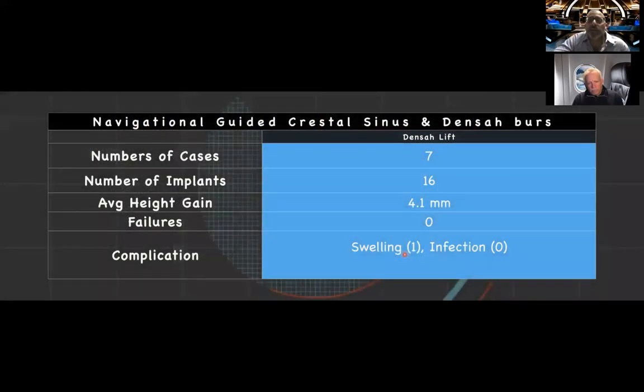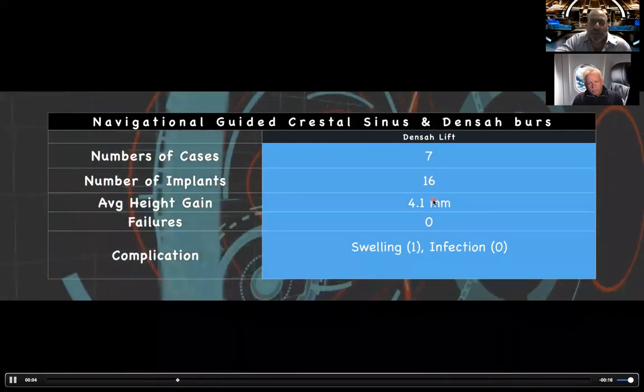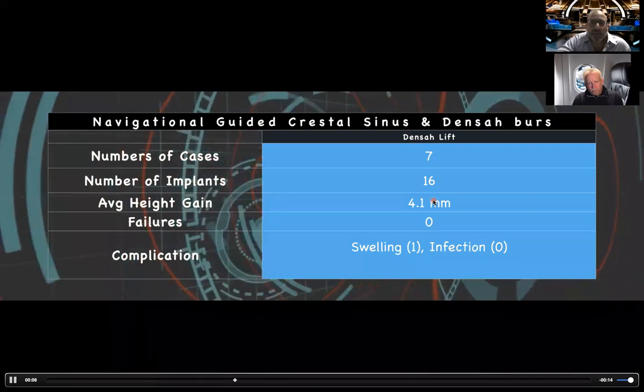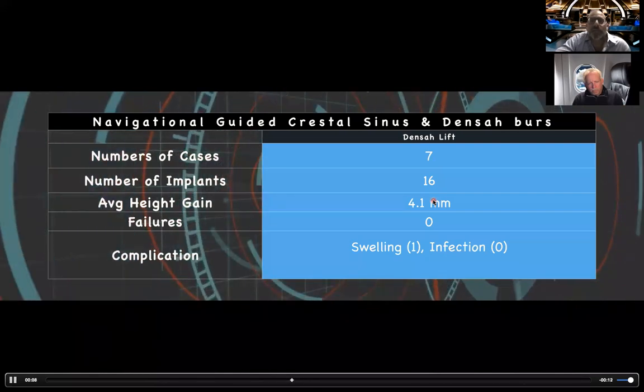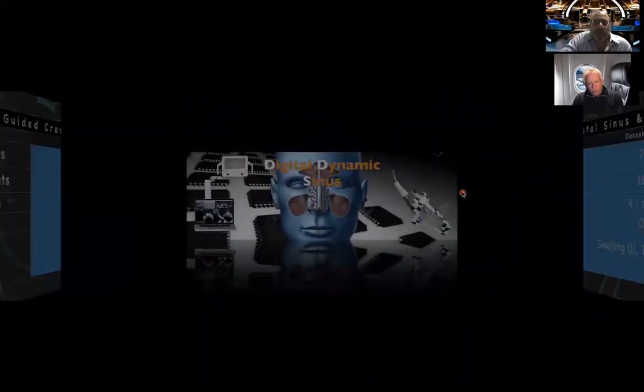So in the 7 cases, this is the wrong slide, I apologize. This is the OSSEODENSIFICATION slide, but in the number of cases I will show you later on, we'll flip-flop those back in a moment, but I'll get back to you on that, I apologize.